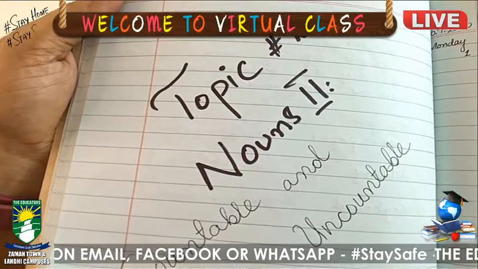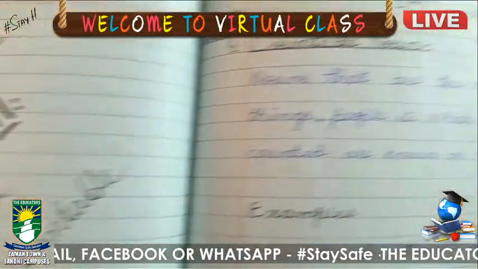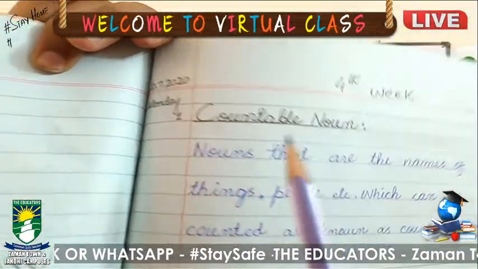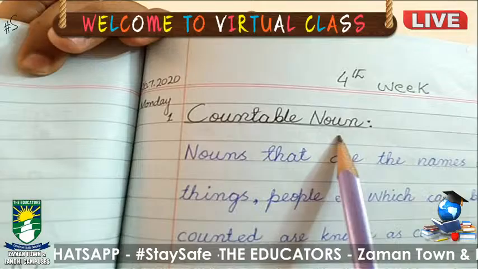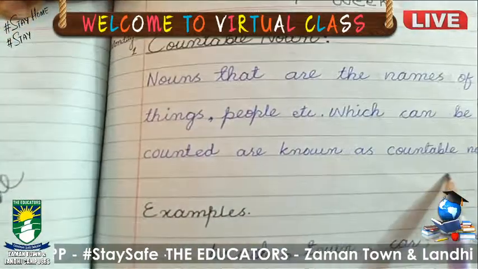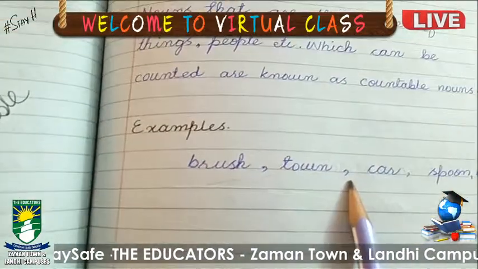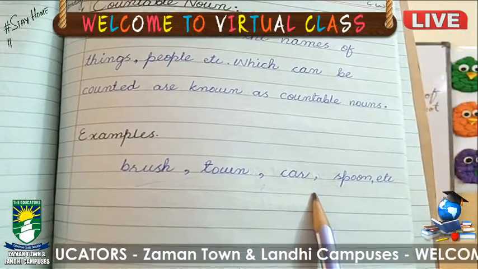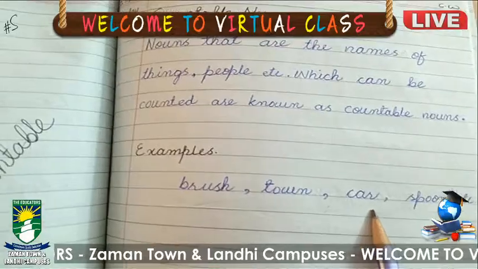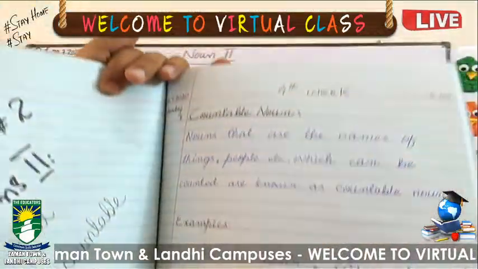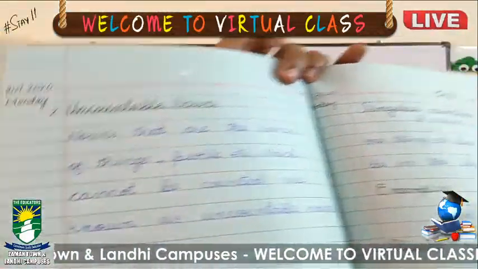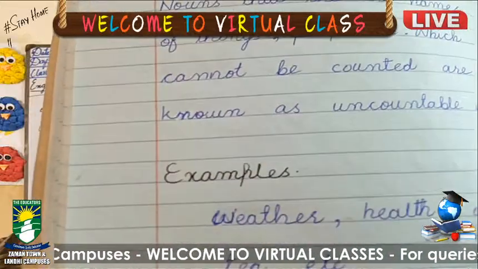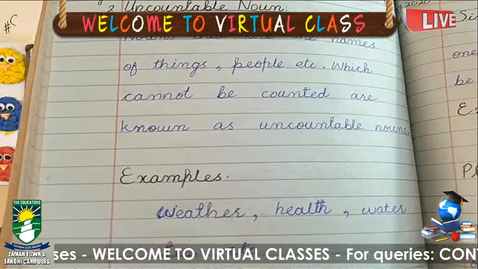Work with pencil, everybody. On the next page, you have to mention the date and the heading, countable noun, and then your definition and example. I have given some examples. It is good and better if you give your own examples. Okay. On the next page, uncountable noun. Definition, then your example of uncountable noun.